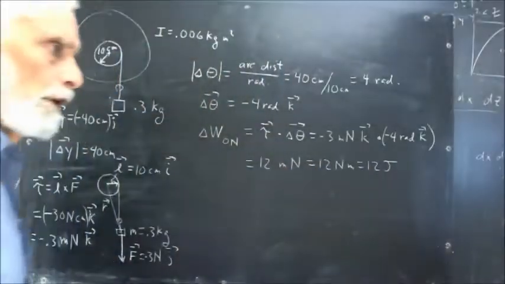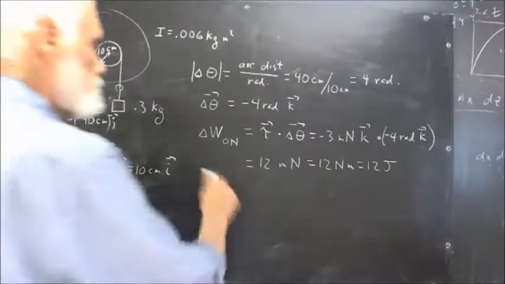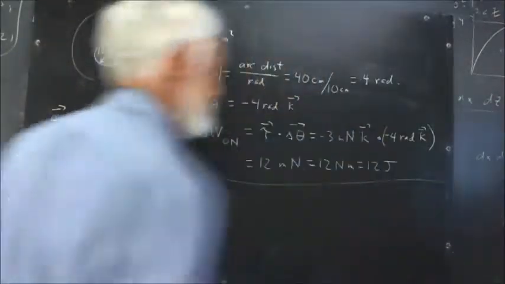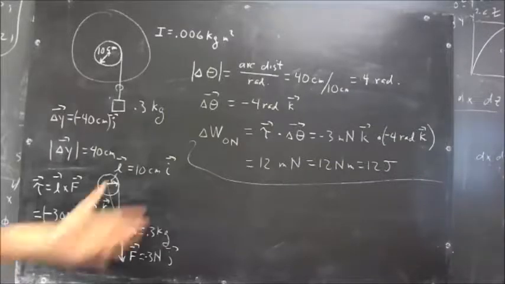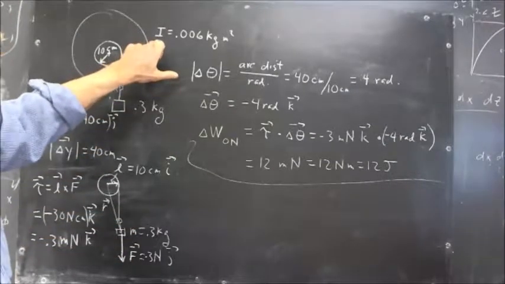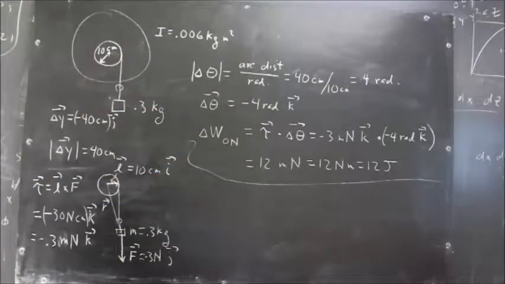So we have total work done is 12 joules. Now what else can we determine? You might want to pause and think, what else can we determine about this motion? Okay, well, we've got I. What can we do with I and the work? Again, think it through before I explain it.